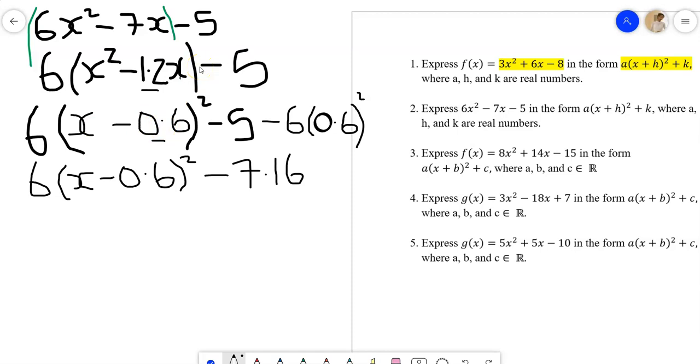Why do we do these things? Originally, that middle term was not squared, and we divided by 6, so now we multiply it back by 6. So that is why we have to do this and subtract it. It was not originally there.